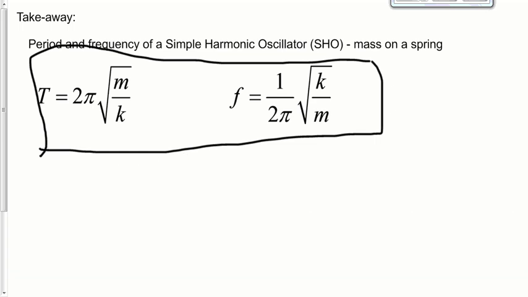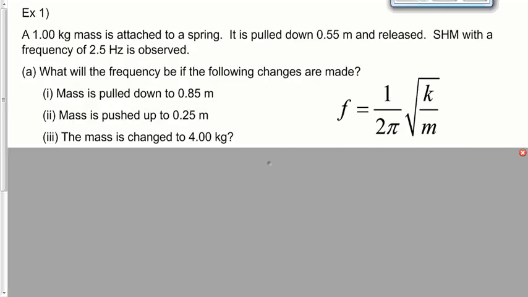All right, so let's try these in some examples. Our first example: we have a mass on a spring. We're going to pull it down by 0.55 meters and release it, and of course we're going to see simple harmonic motion. I've told you the frequency we observe is 2.5 hertz. What that means is every second, there will be 2.5 cycles. So this thing will go up and down 2.5 times in 1 second.